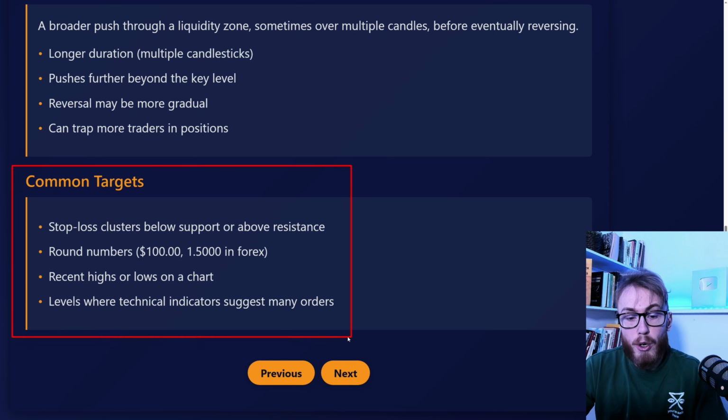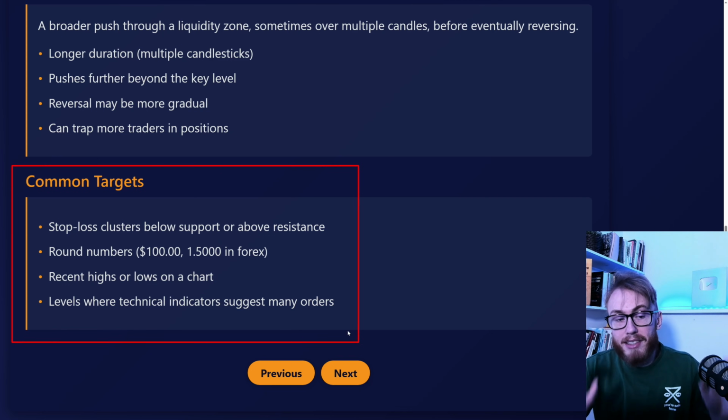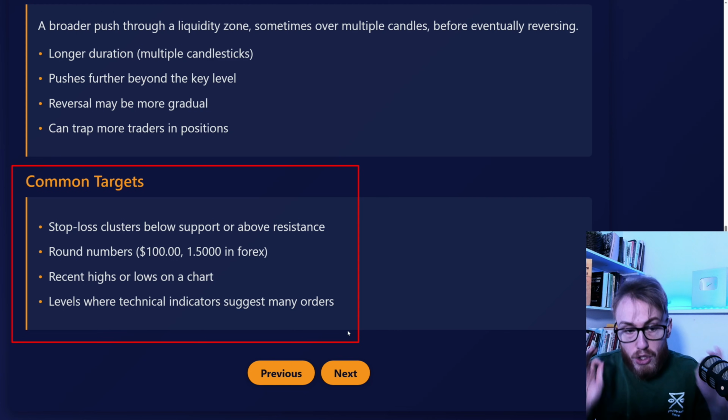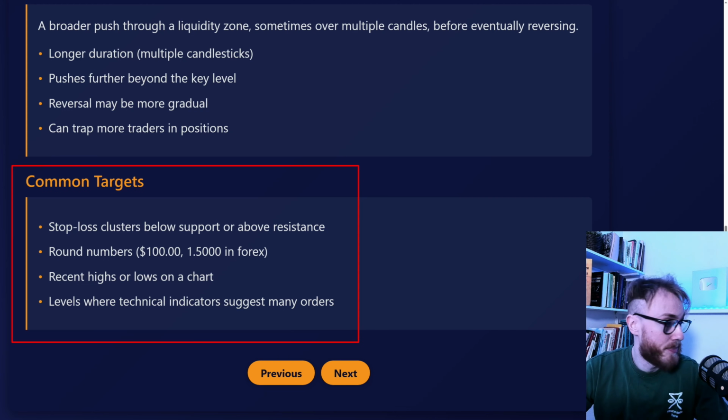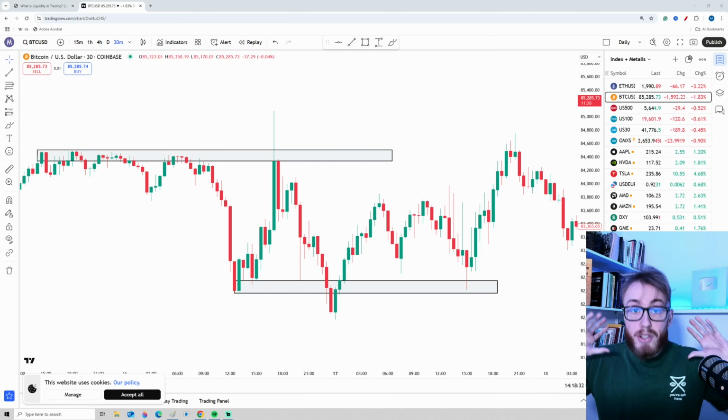And here, as for the common targets, I do think this is much easier to just show on the chart instead of using text. So now, guys, let's jump into TradingView. Alright, guys, so now we are in TradingView.